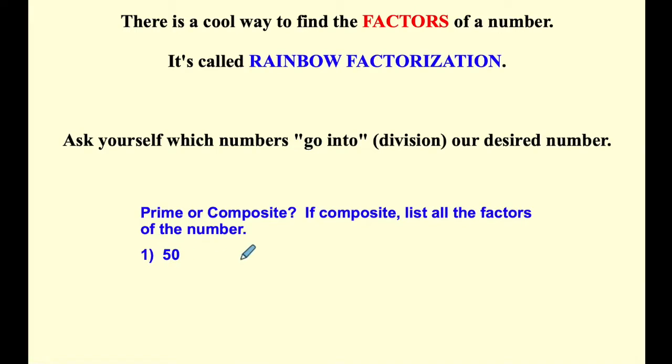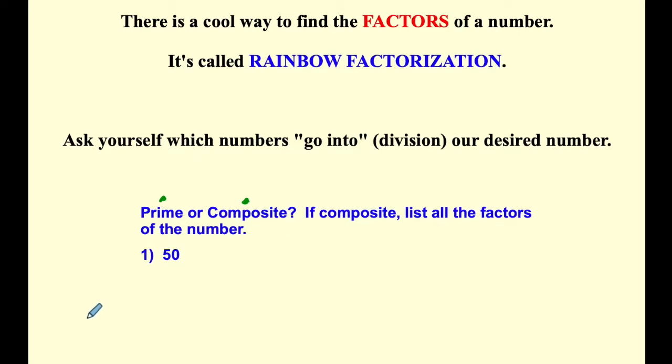The first thing we're going to want to do is identify, is this number a prime number or a composite number? If it is a prime number, then we automatically know that we're going to have 2 factors. That's it, the number 1 and the number itself. If it's a composite number, we're going to have to figure them out. 50 is a composite number.